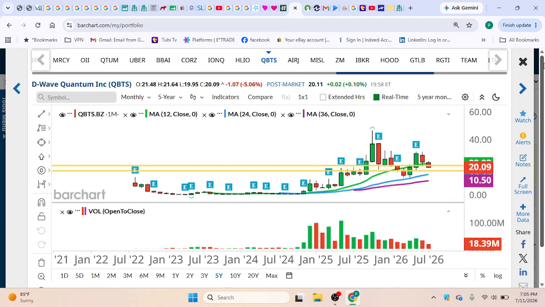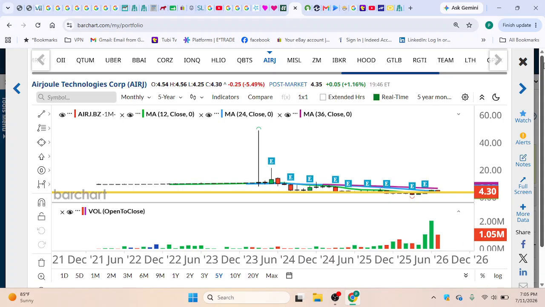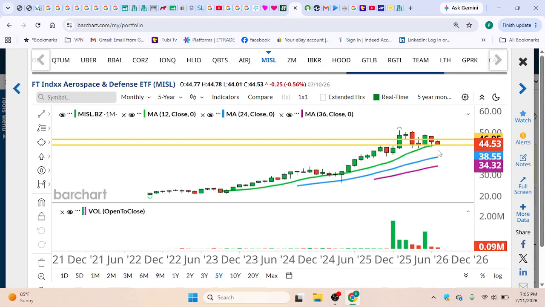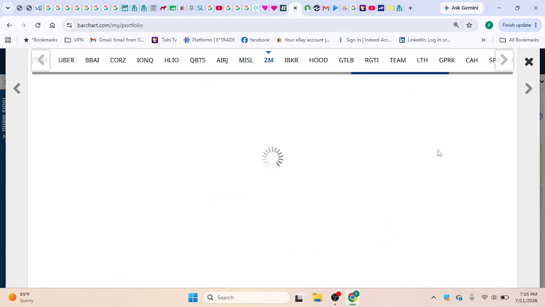Another quantum stock stopped me out. AirJoule Technologies had a nice move up on volume and then stopped me out, so this is back on the watch list. Missile is an ETF that stopped me out. That doesn't look that good.